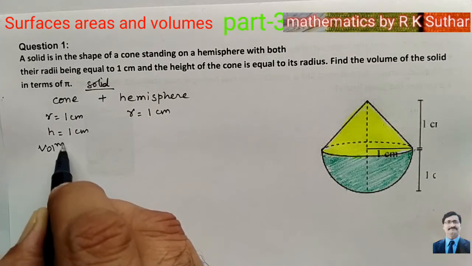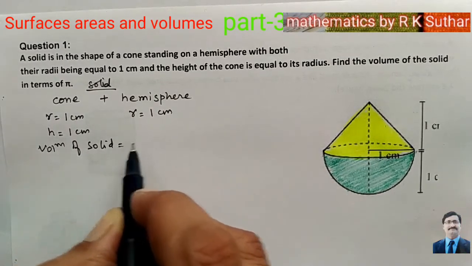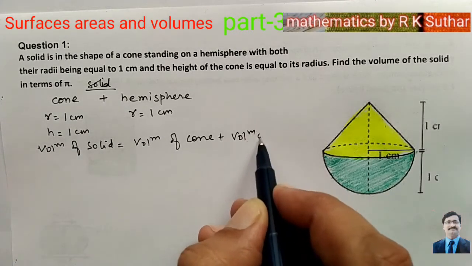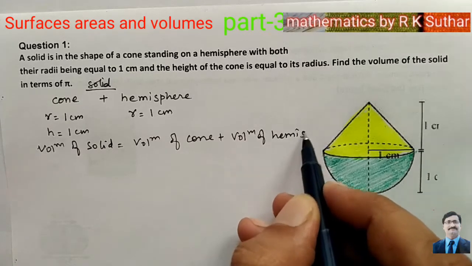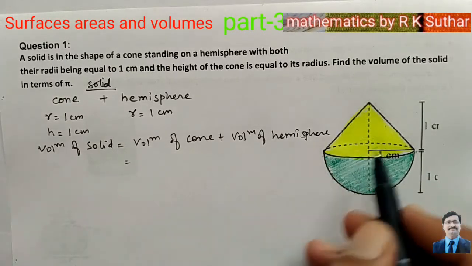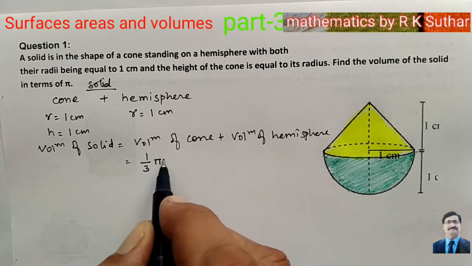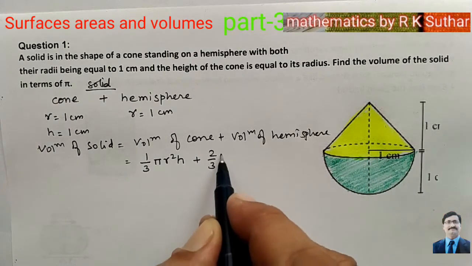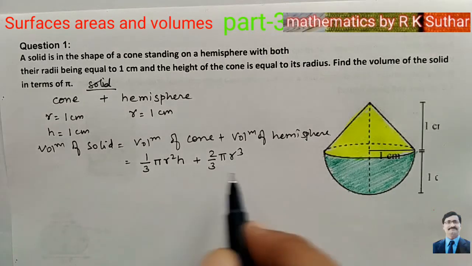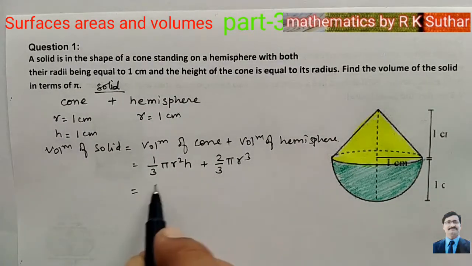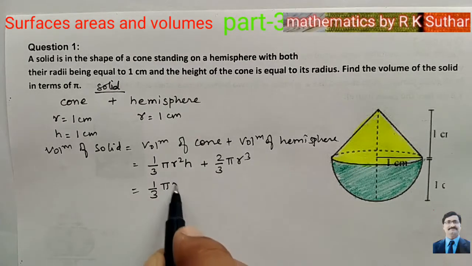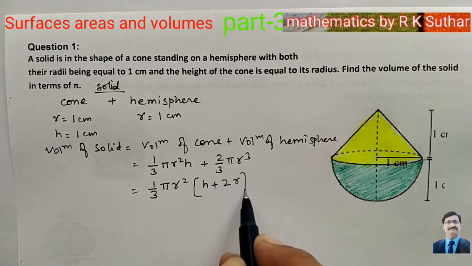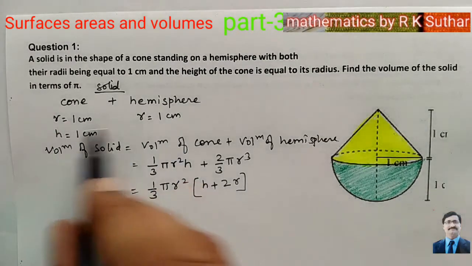So we can write here volume of solid equal to volume of cone plus volume of hemisphere. Volume of cone we have 1 upon 3 pi r square h, and volume of hemisphere we have 2 by 3 pi r cube. If you want, you can take common. Here 1 upon 3 pi and r square are common, so we have h and 2r remaining.